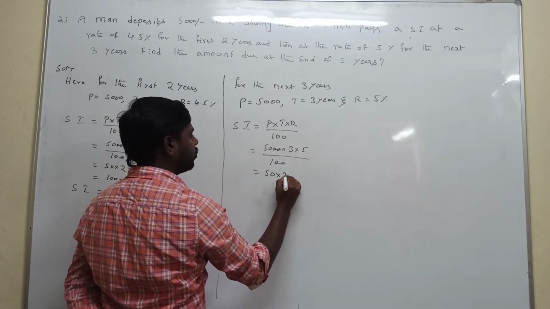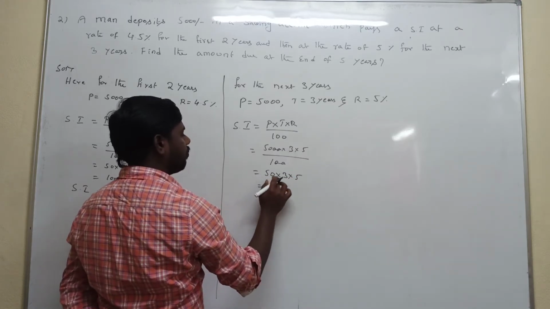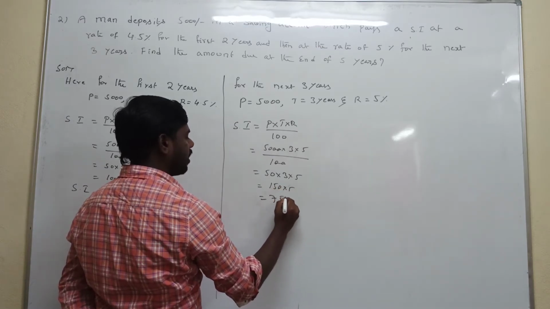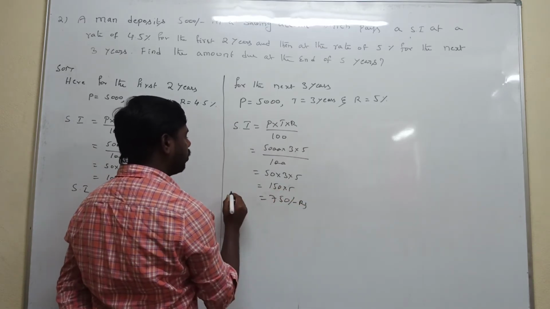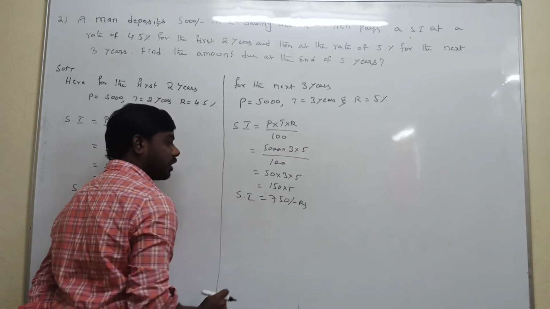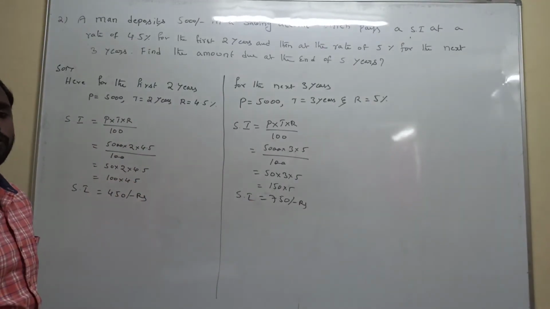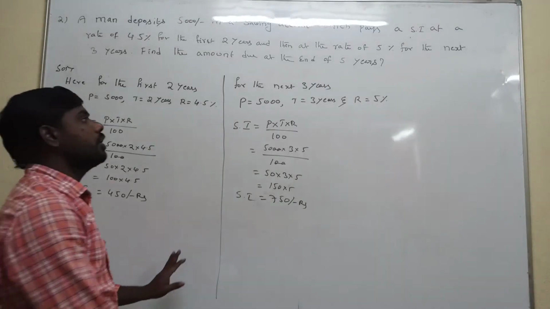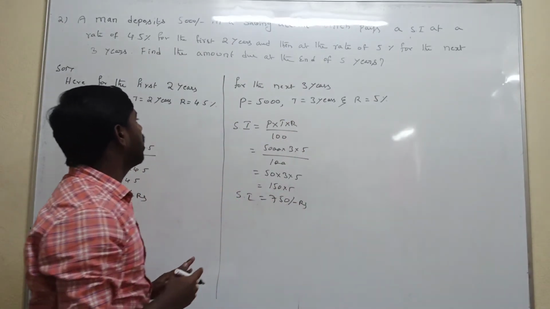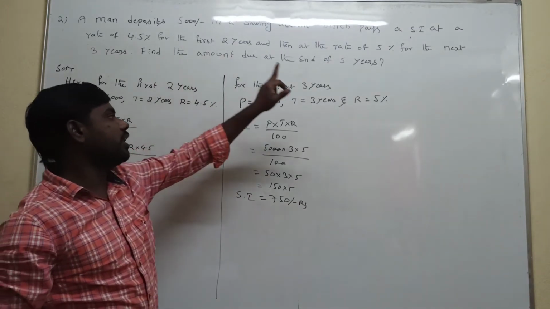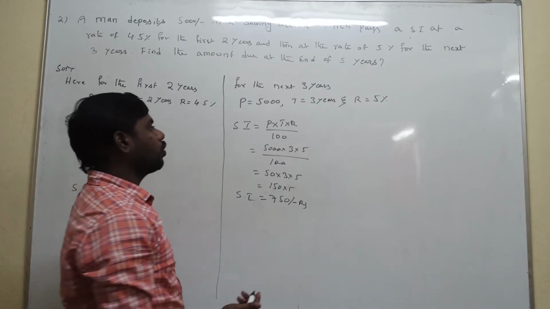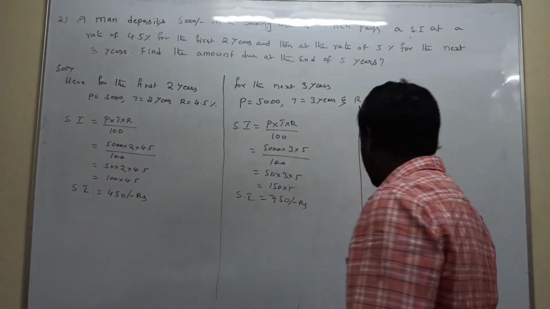Remaining value is 50 into 3 into 5. 50 into 3 is 150, into 5. That is 750 rupees for the next 3 years. See what they are asking? We need to calculate the total amount due at the end of the 5 years. Principal amount, first 2 years, next 3 years, 3 plus 2, 5 years. So we need to calculate the total amount due at the end of 5 years.